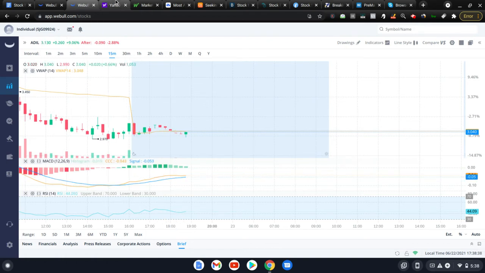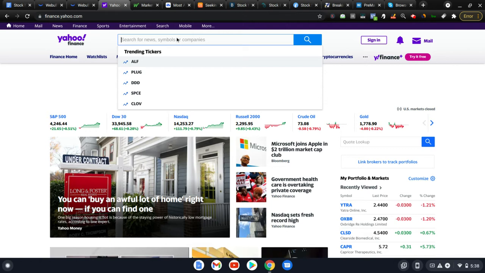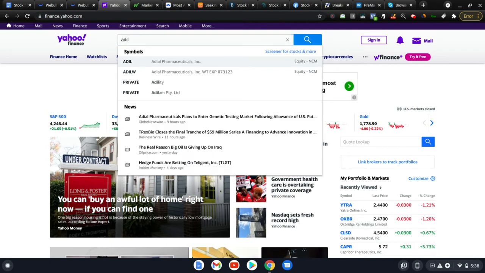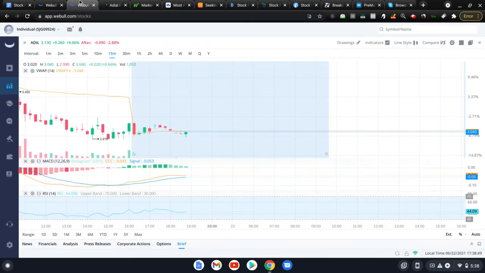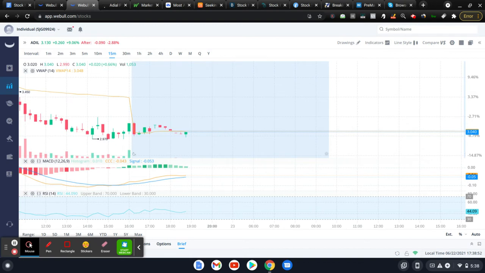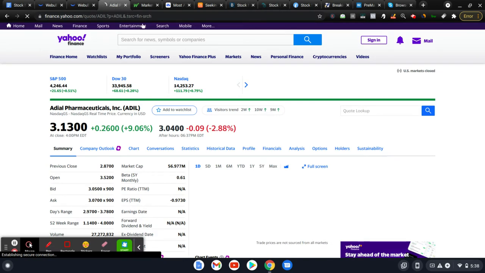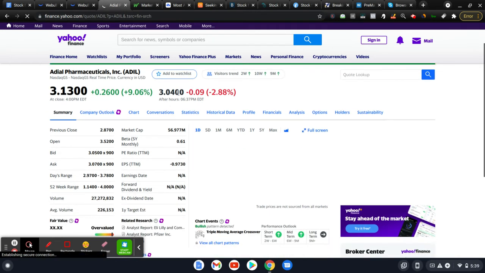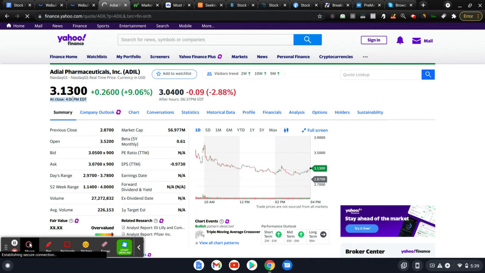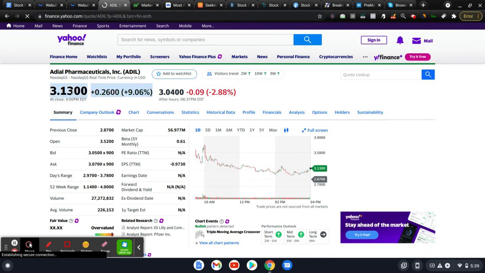So this is the name right here, the symbol ADIL. What you want to do is look it up here on LinkedIn, and I'll explain the main reason why. It's just easier to see. Say that you look it up, and the thing that you need to know is how much the stock closed at when the market closed at 4 p.m. So at 4 p.m. it was on a positive trend.